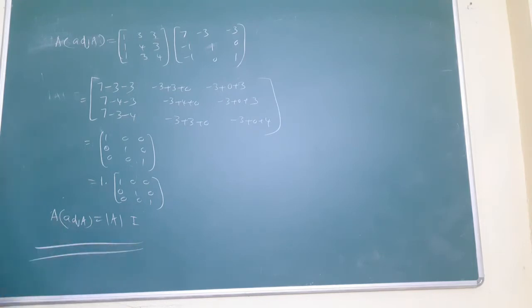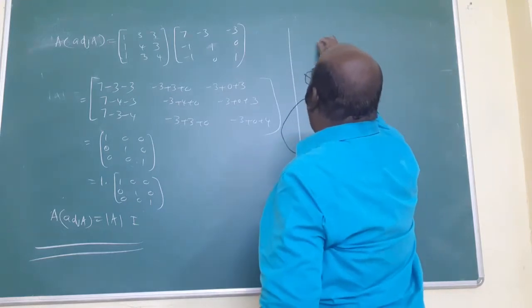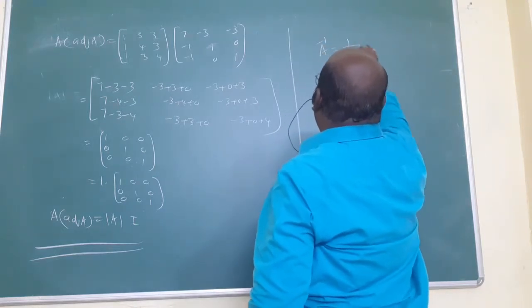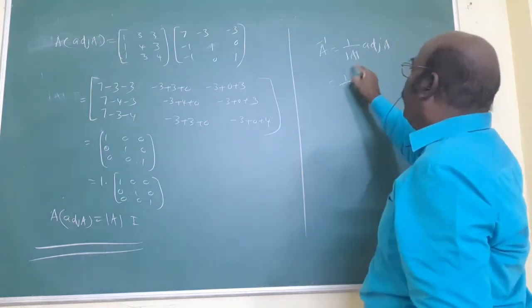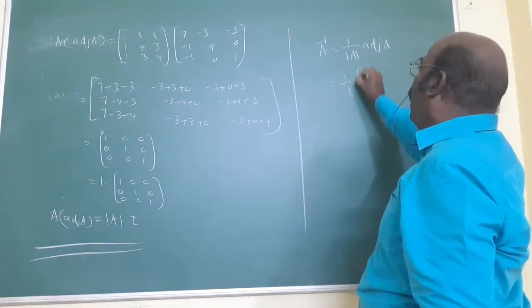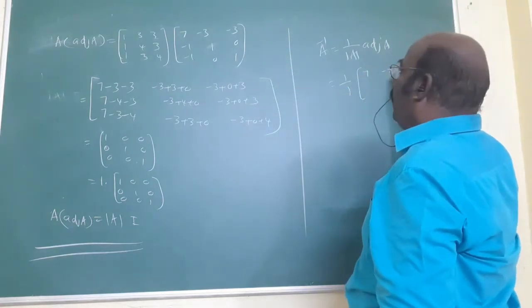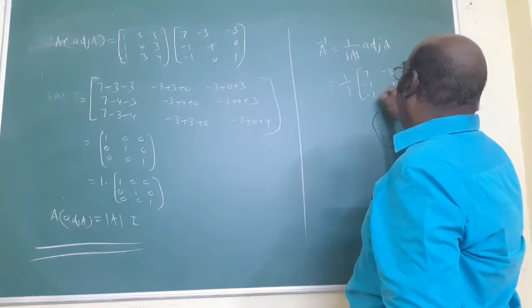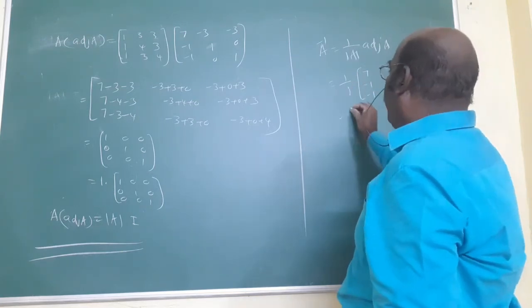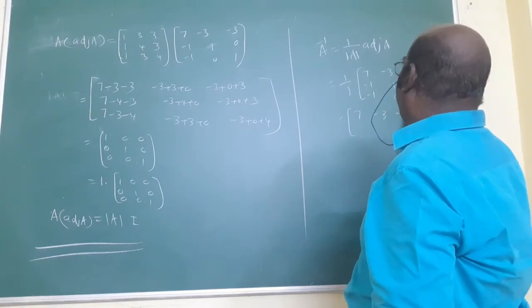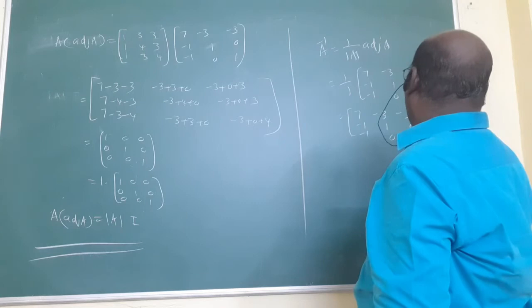First part. Now what is being asked? A inverse is asked. What is the formula for A inverse? A inverse equals 1 by denominator of A into adjoint. 1 by denominator of A is 1. How to find the adjoint? Adjoint is 7 minus 3 minus 3, minus 1 1 0, minus 1 0 1. The 1 by 1 is 1, need not write. 7 minus 3 minus 3, minus 1 1 0, minus 1 0. This is the answer.